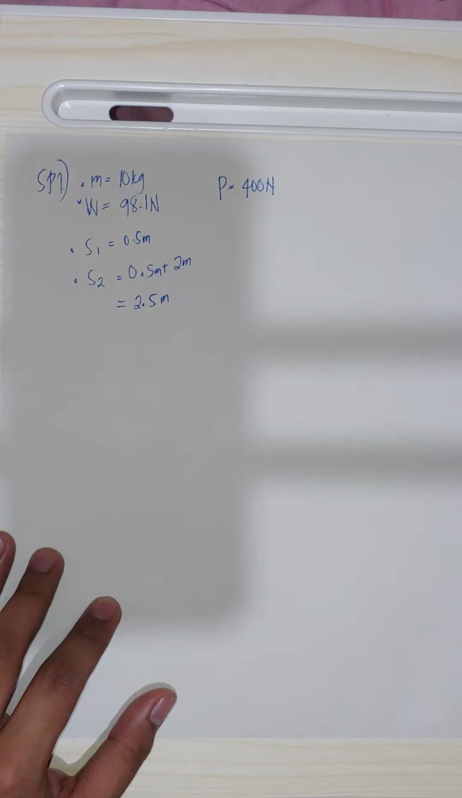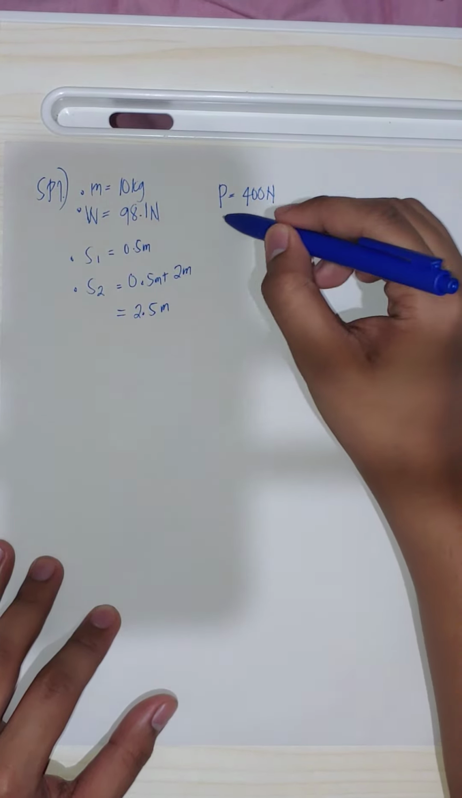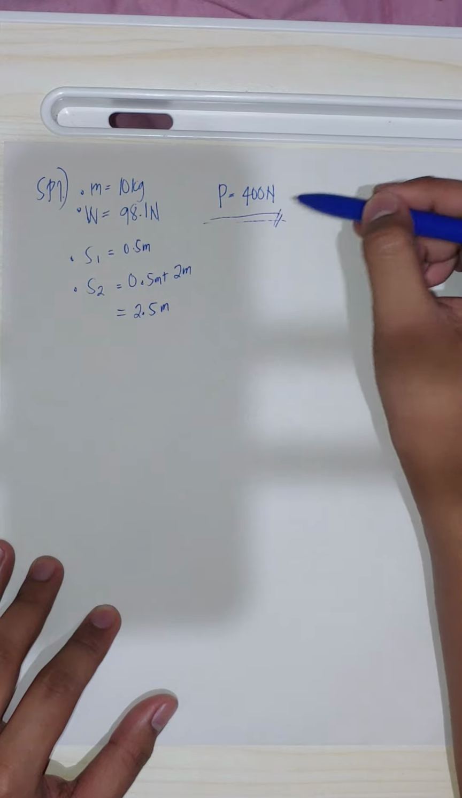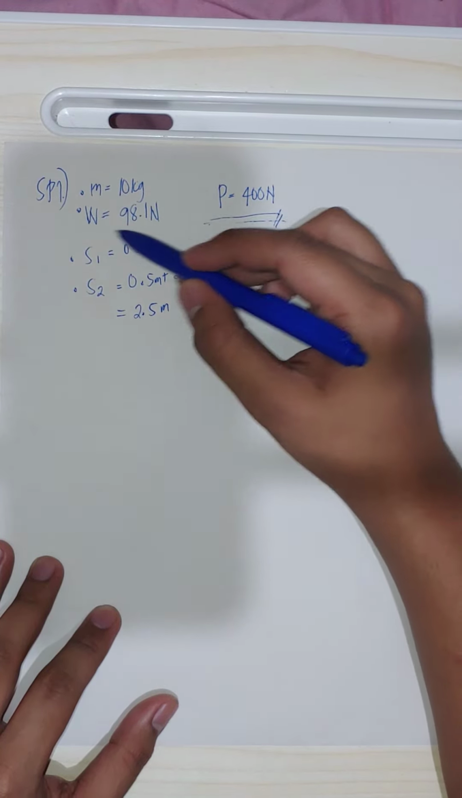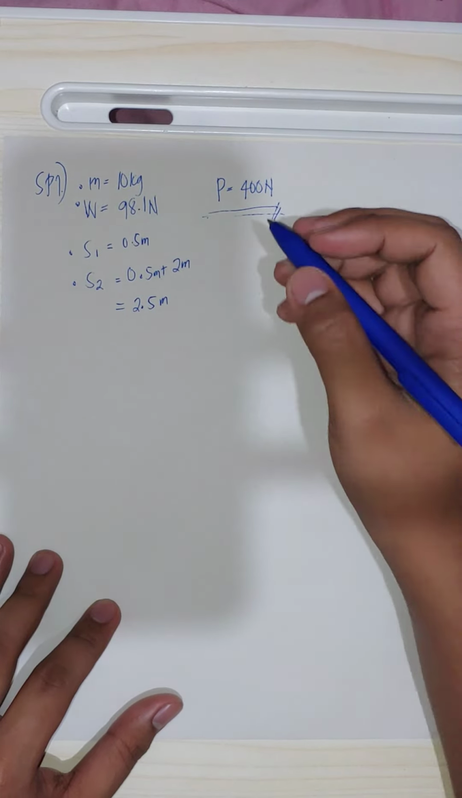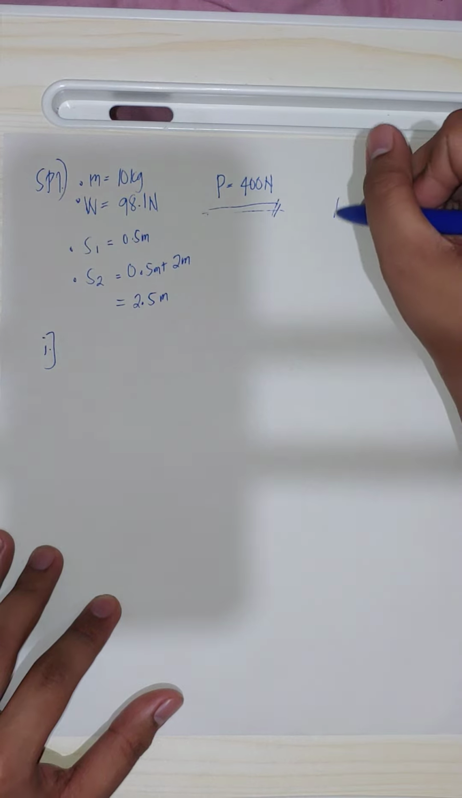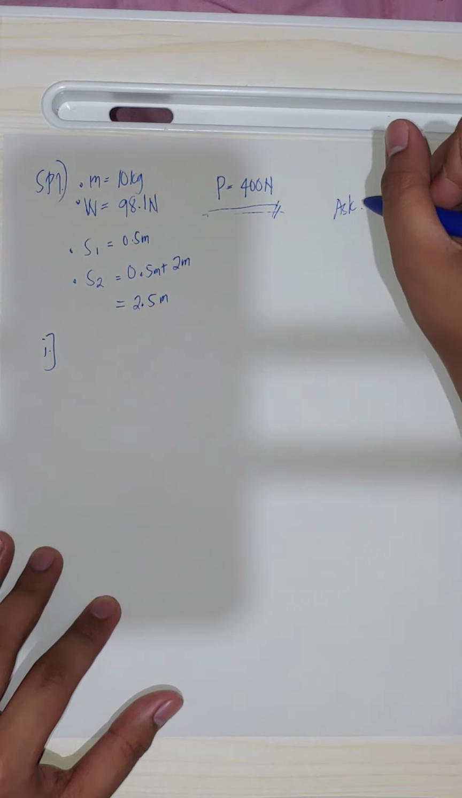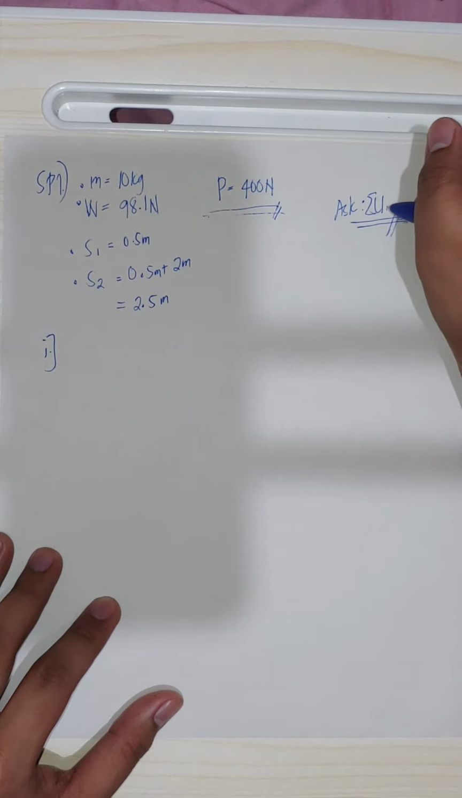So first, analyze if we have a variable force or a constant force. If you notice, our force is constant. It's always constant, 400 Newton, and the weight is always 98.1 Newton. So if we draw an FBD here, what are we asked? We were asked about the total work done.